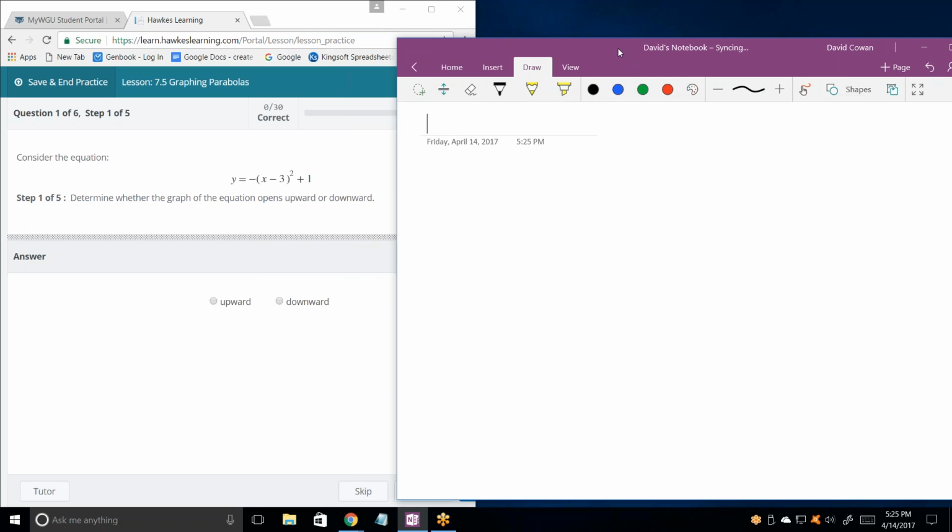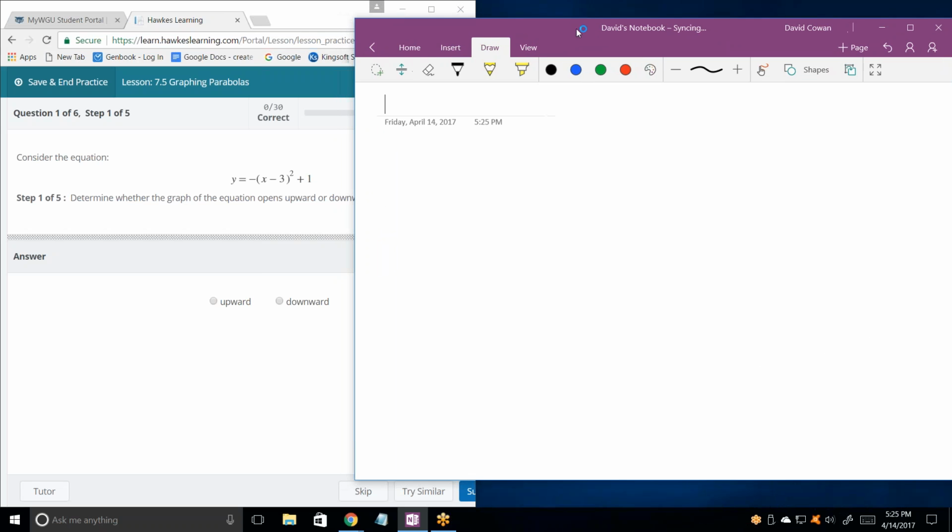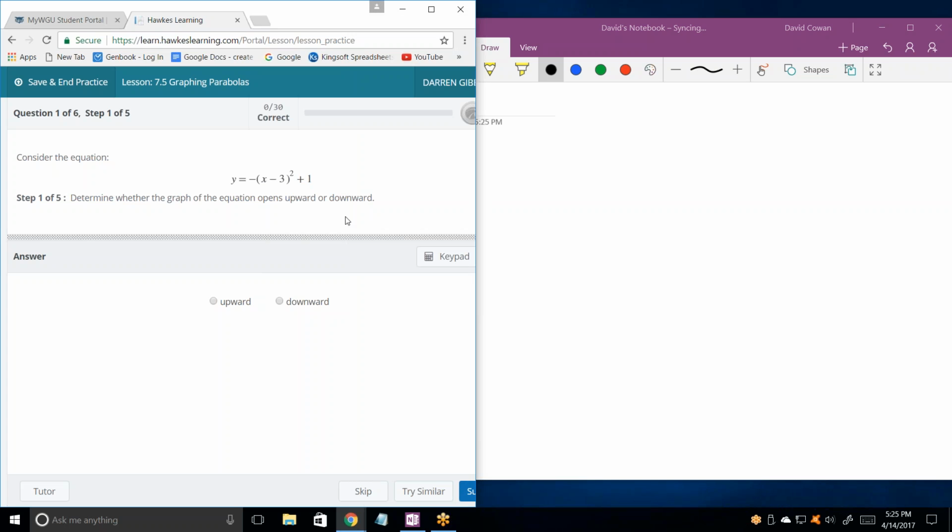Now, let's see if that's a good primer for these problems. The only thing they want to know is whether it opens upwards or downwards. And then there's a series of questions. I guarantee you we're going to get to transformations. Well, what's the minus sign mean? That means it's a vertical reflection. It's vertical because it's outside the parentheses, not inside the parentheses. So since it's a vertical reflection, it opens downward.